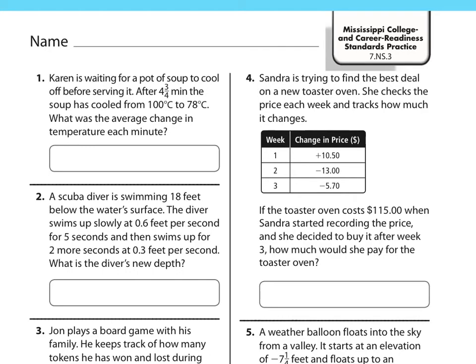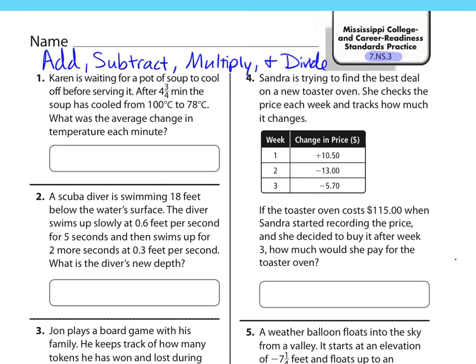This mini lesson is about 7.NS.3 and 7.EE.3, and both of these deal heavily with word problems. This standard focuses on adding, subtracting, multiplying, and dividing problems. It can focus on having different signs, positives and negatives.